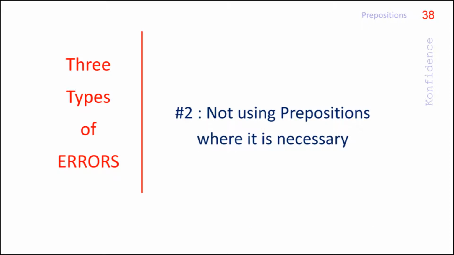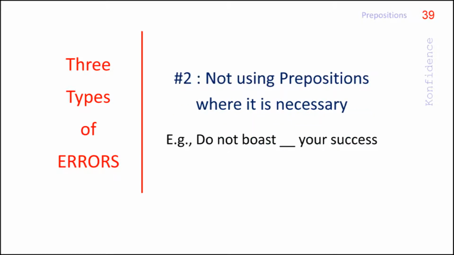The second type of error is not using preposition where it is necessary. In most of the sentences in English language, we can see prepositions. So while writing or speaking English, we must make sure whether a preposition is required or not in a particular sentence. It is quite common that we often forget to use prepositions.